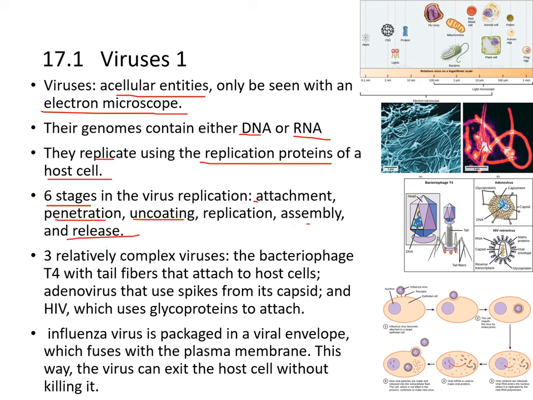There are three relatively complex viruses: the bacteriophage T4, seen here, with a tail fiber that attaches to the host cell. Tail fibers are here. It's actually a marvelous, incredibly ornate organism. And here's the adenovirus showing capsid glycoprotein and the capsid. It uses a spike, just like SARS-CoV-2, from its capsid to attach to the host. And then there's the HIV retrovirus shown here, which uses glycoprotein to attach.